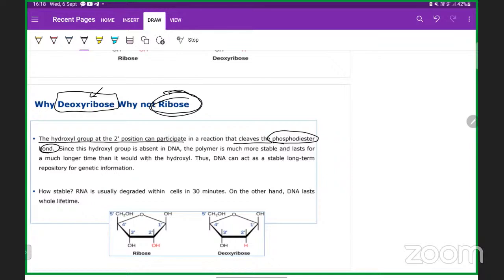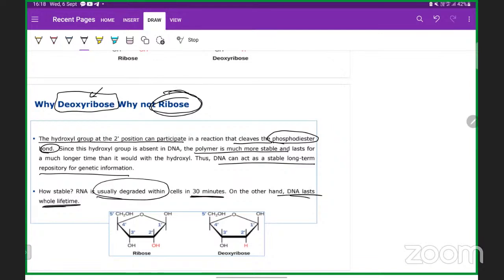So when the hydroxyl group is absent, the polymer will be very stable. Thus DNA acts as very stable. So RNA is degraded within 30 minutes, whereas DNA lasts for a lifetime. Why? Because ribose is present in your RNA and deoxyribose is present in DNA.